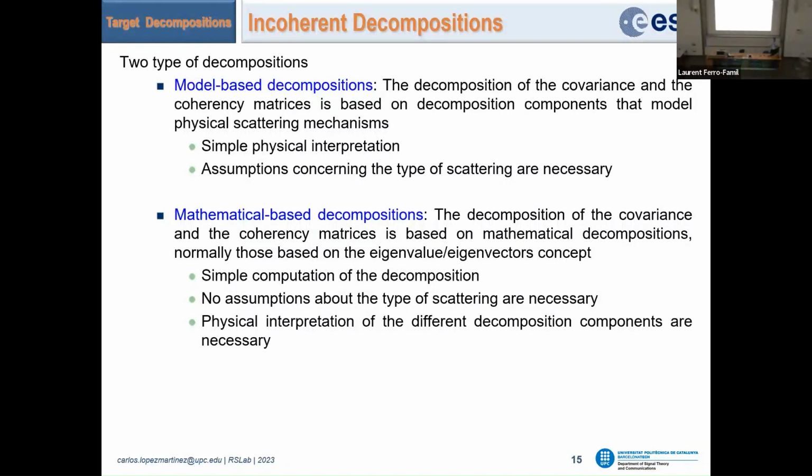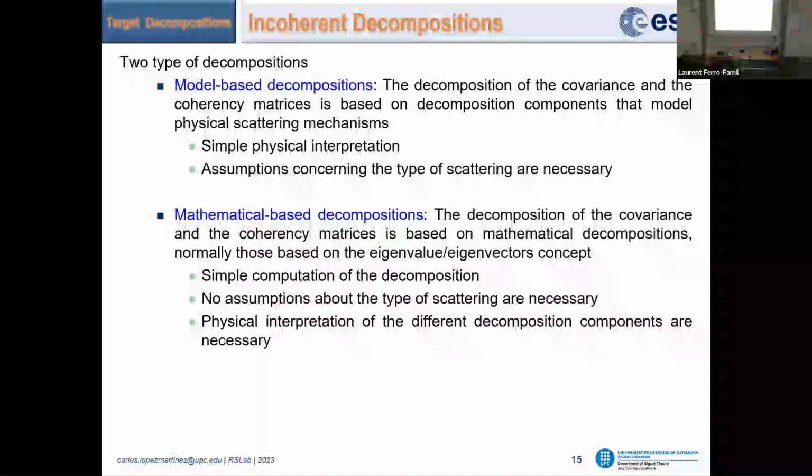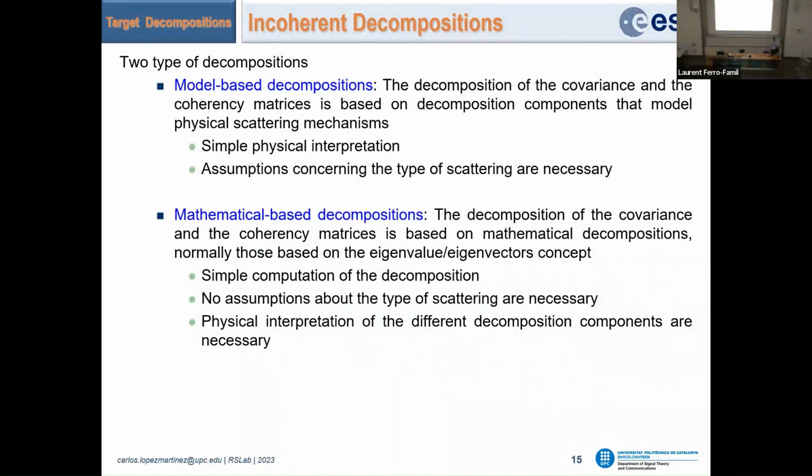The use of the model-based decomposition is very nice, but if you fix something, it will find something. That's a problem with this decomposition. If you assume that your decomposition has volume, for sure the decomposition will try to find volume. But maybe the volume is not present. It's because you fix it in advance.